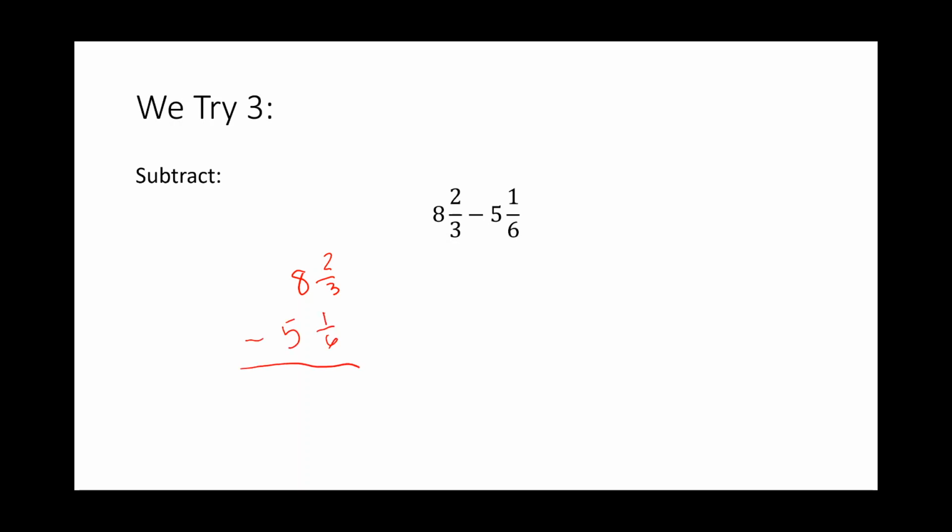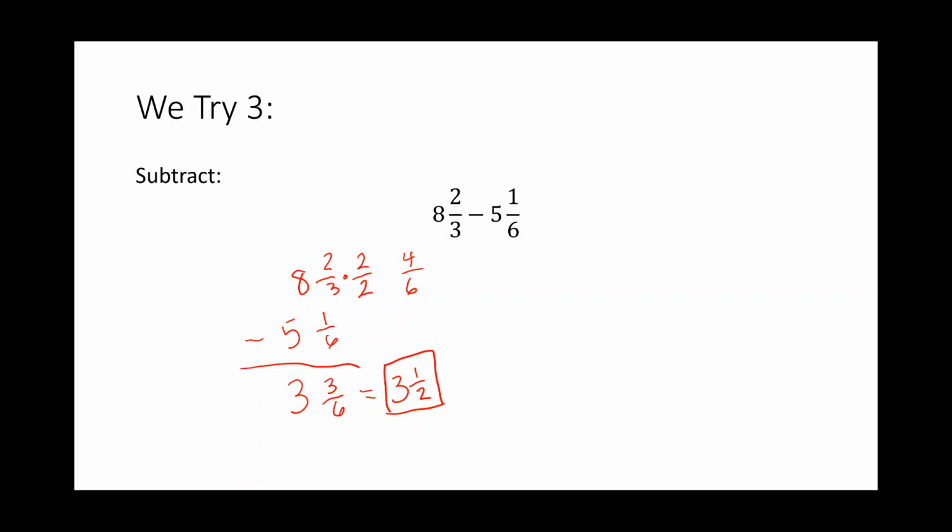So my least common multiple of 3 and 6 happens to be 6, so I need to multiply this fraction by 2/2 to get to 6. So 2 times 2 is 4, 3 times 2 is 6. So now I have 4/6 minus 1/6. That's going to be equal to 3/6. And I'll have 8 minus 5 is 3. I need to reduce 3 3/6 down to 3 1/2.